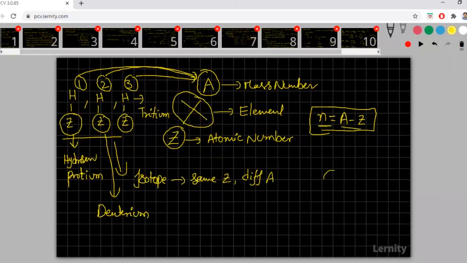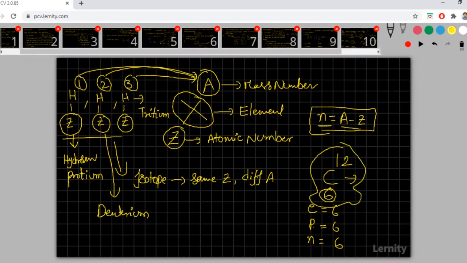For example, carbon 6 12, they ask a simple question. How many electrons? How many protons? How many neutrons? First we move on to the protons. The atomic number gives protons: 6. Neutrons, how to calculate? 12 minus 6. Electrons: protons, how many are there? Electrons are also the same, because it is neutral. Sir, how will you tell it is neutral? There is no charge present on it. If any charge is present, plus means loss, minus means gain.